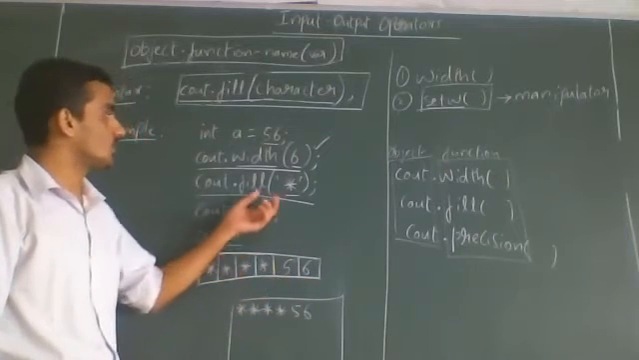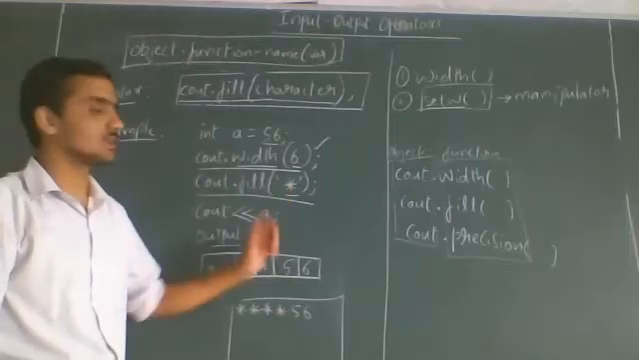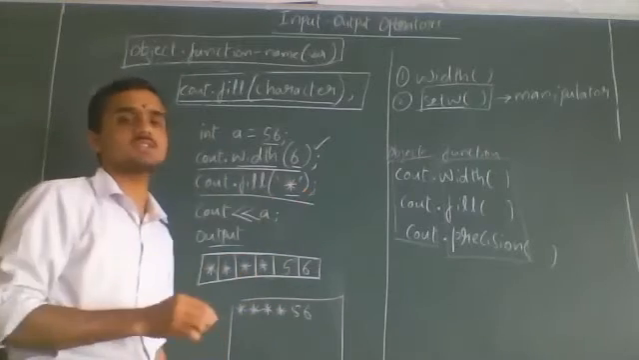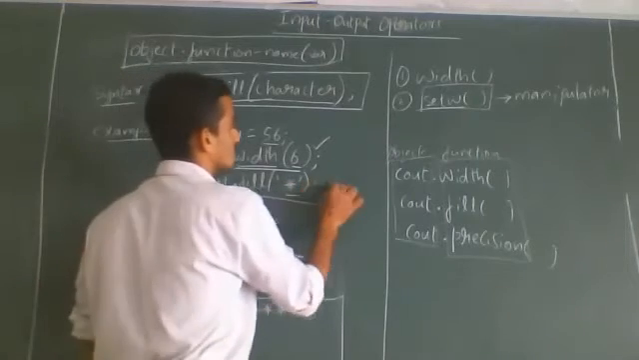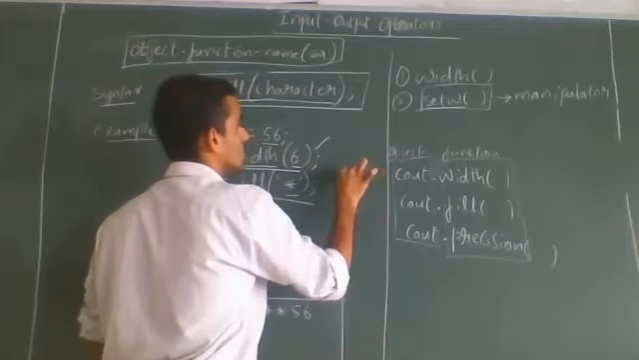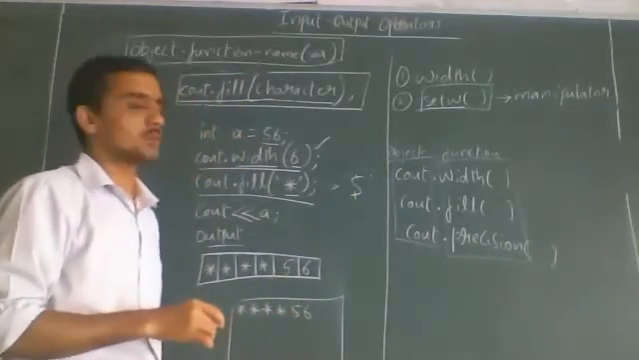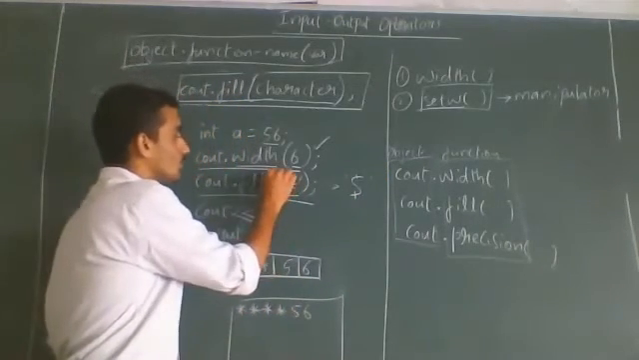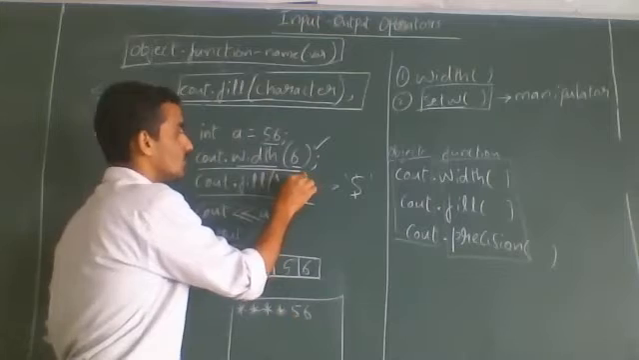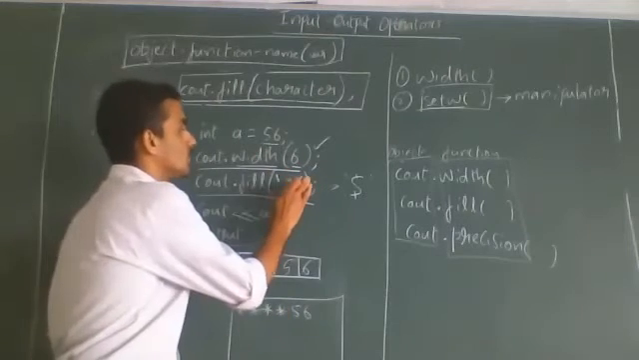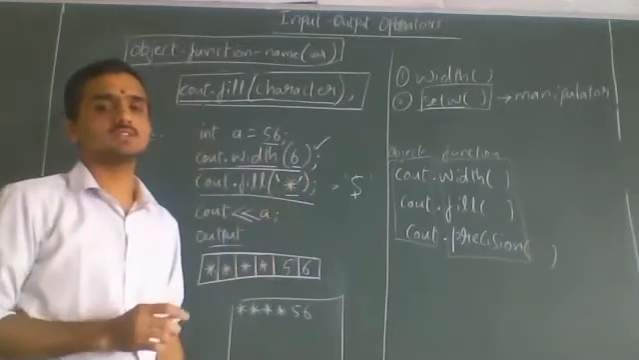Whatever empty spaces are there, they are filled by this character, that is, the character is star. Here you can give any character. Even you can give dollar, and it will fill with dollar. And one more thing to remember: whenever you give the character, don't forget to put single quotes. It is very important. When you put the single quotes, only then it is considered as a character.